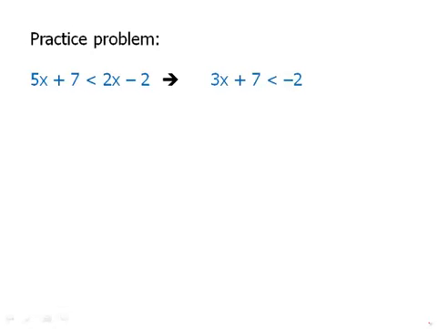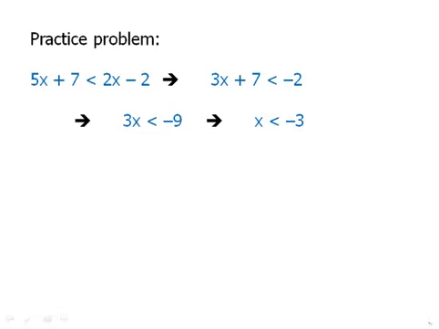Then I get 5x minus 2x is 3x. Now I'm going to subtract 7 from both sides. Now I'm going to divide by positive 3, because I'm dividing by a positive number. That's just like an equation. Everything else is just going to stay the same. I can just do the division on both sides, and I get x is less than -3.